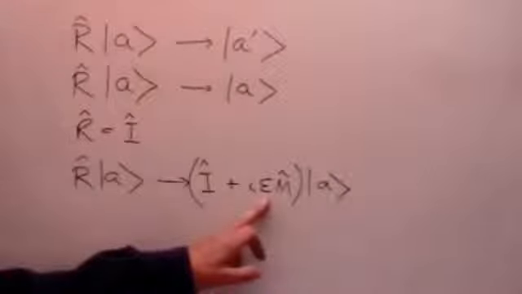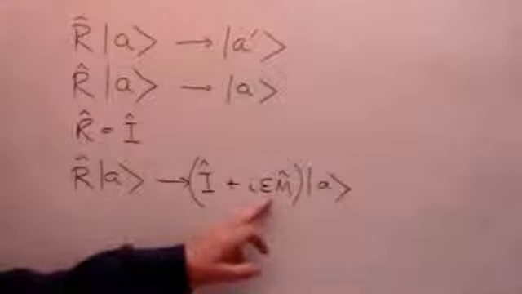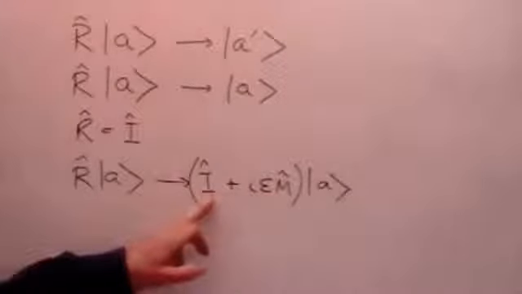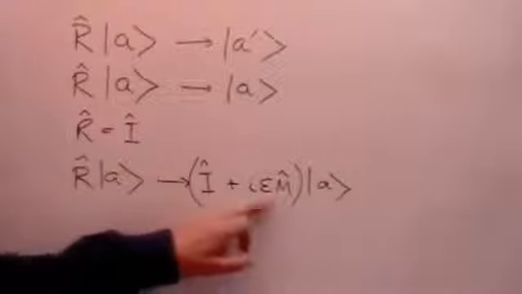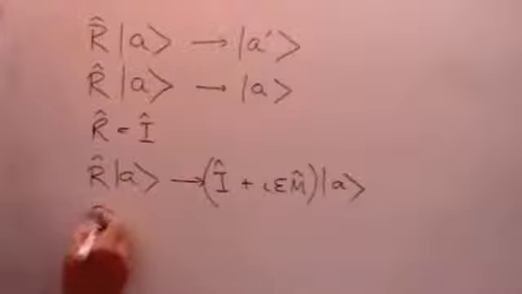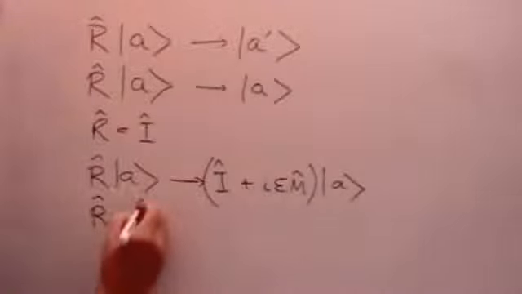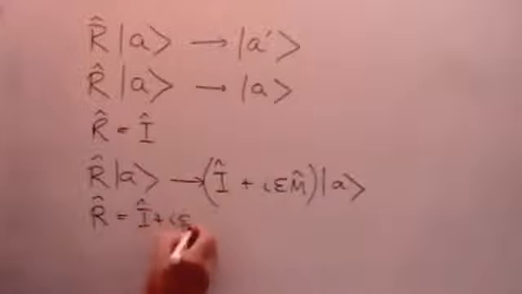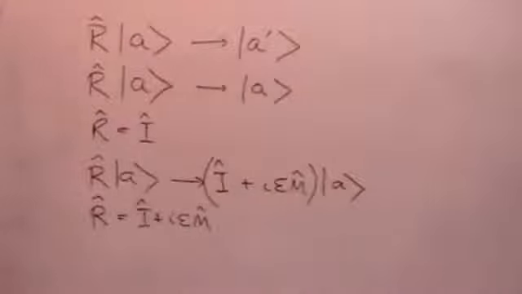Epsilon is a very, very, very small number. That's essentially the little bit of difference between what you would get if you don't rotate at all. This bit is you don't rotate at all plus a tiny, tiny rotation. Well, this of course simply means that R, the rotation operator R, is equal to I plus iεM, right? Because that's essentially what R is.